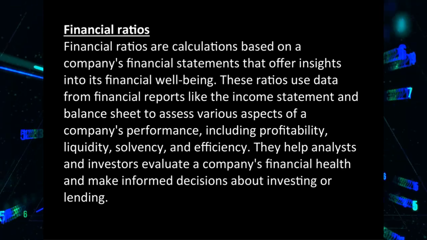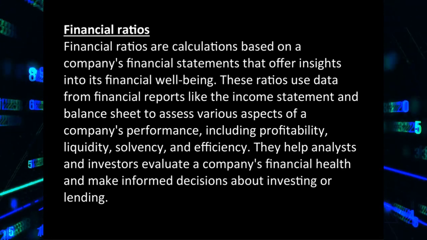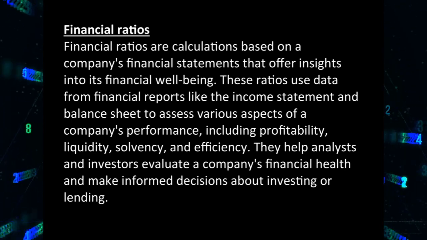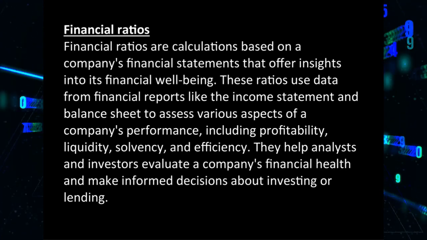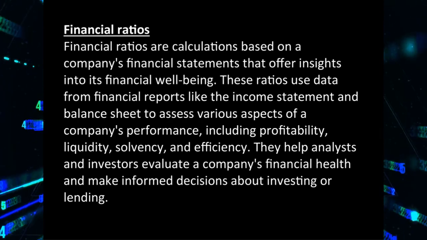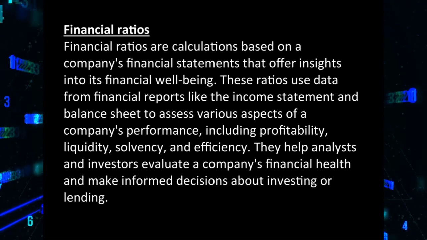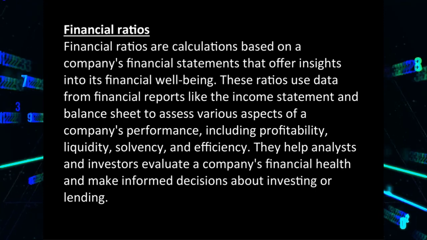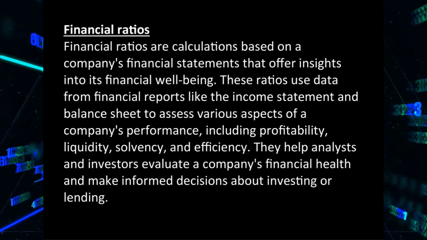Financial ratios. Financial ratios are calculations based on a company's financial statements that offer insights into its financial well-being. These ratios use data from financial reports like the income statement and balance sheet to assess various aspects of a company's performance, including profitability, liquidity, solvency, and efficiency. They help analysts and investors evaluate a company's financial health and make informed decisions about investing or lending. Common financial ratios include the debt-to-equity ratio, earnings per share, EPS, and the current ratio, among others. These ratios provide valuable information for assessing a company's financial stability and performance.